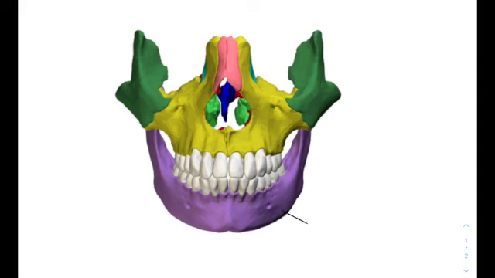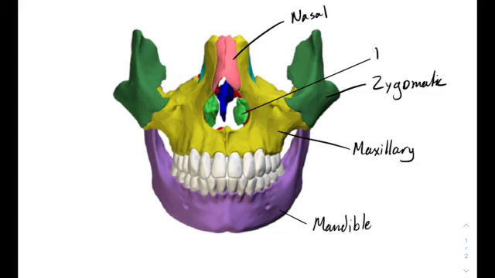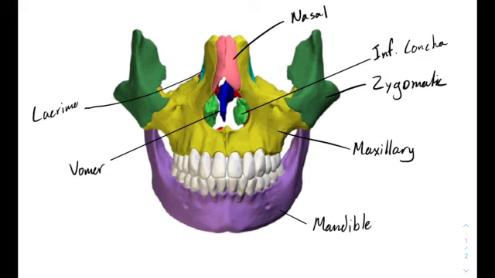Alright, so let's conclude. First, we have the mandible. Next, we have the maxillary bones, the zygomatic bones. Remember, these are the cheekbones. The nasal bones, the inferior concha, the vomer, the lacrimal bones, and finally in red here, the palatine bones.